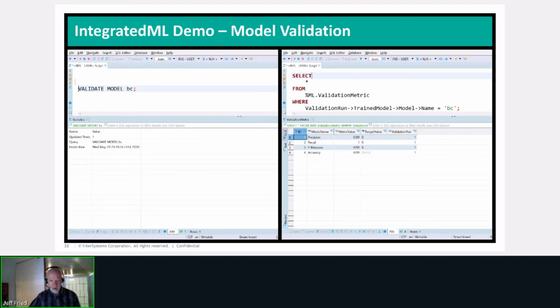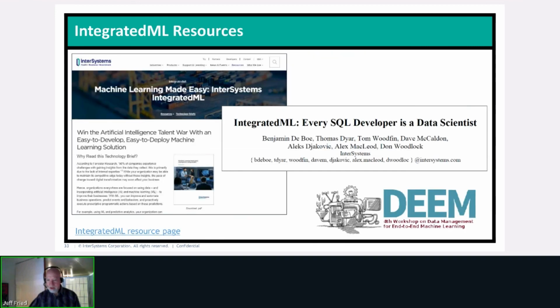So the last verb is something called validate that gets you a sense of the performance of the model, both as you're training and in operations. So you can do model management that way. If you want to know more about this, again, I have lots of information about it, both business-focused collateral as well as a conference paper from an ACM workshop on data management this summer.